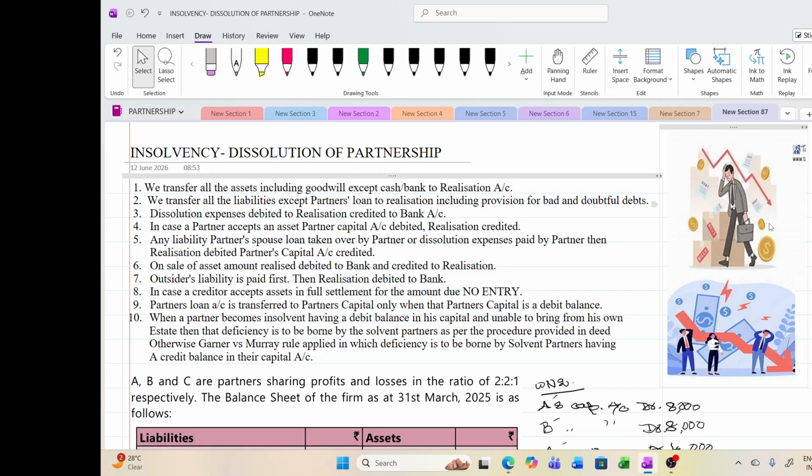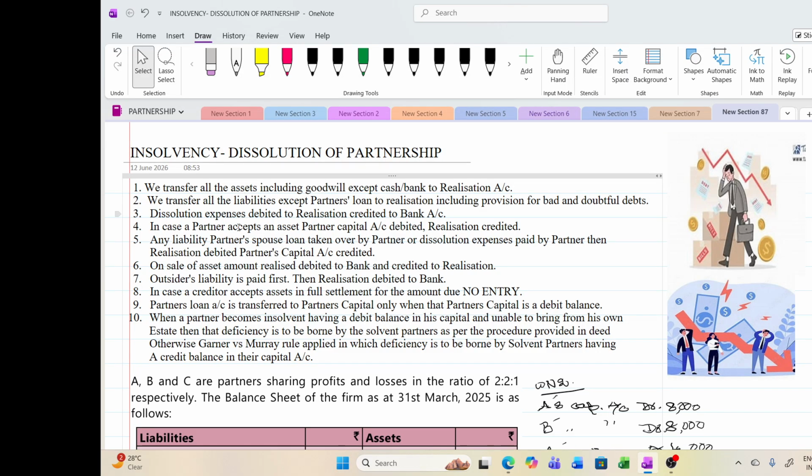See, when insolvency is there, it means he is bankrupt. He is not having any money to bring in from his estate, from his home. So in this case, we have to prepare the realization account, cash or bank account, and the partner's capital account. We transfer all the assets, including goodwill, except cash or bank, because we need that to close the firm. Everything will be transferred to the realization account, because when goodwill is appearing in the books of accounts, it means it was purchased goodwill. It will be treated like other assets.